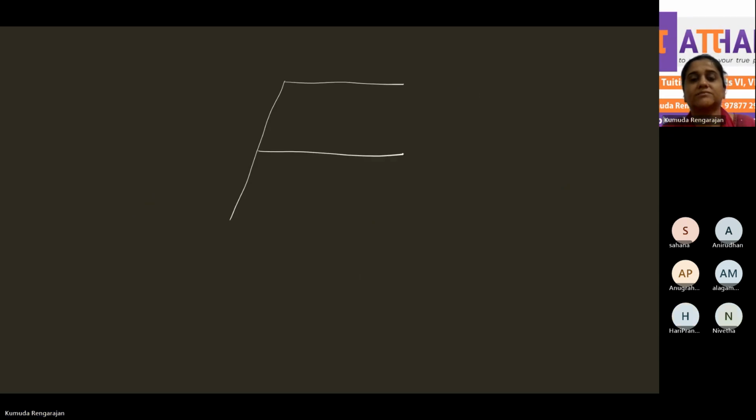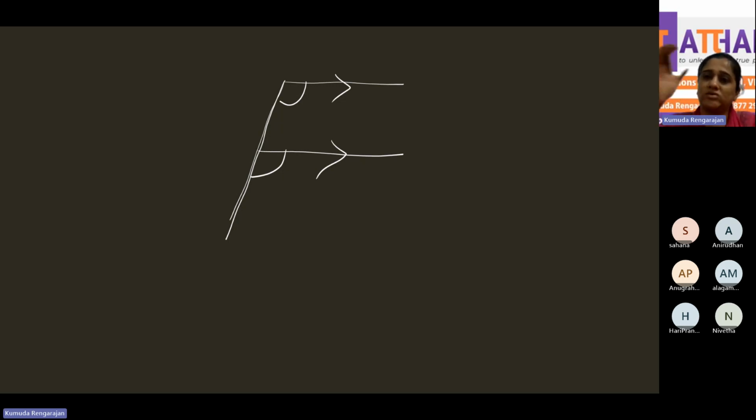Corresponding angles are normally in the shape of an F like this. These are the two parallel lines. This is the transversal. Same side of the transversal, one interior angle, one exterior angle. So something like an F. Or turn the F, rotate it by 360 degrees. However that F looks, it can be like this also.